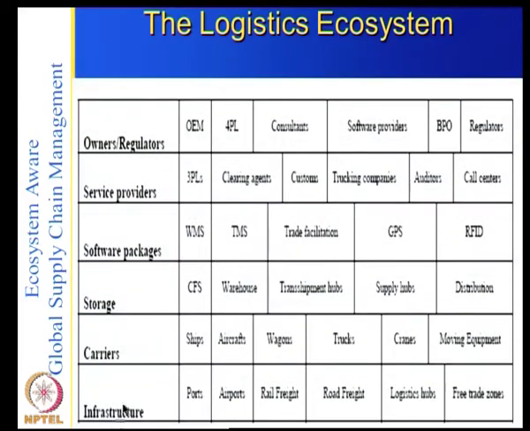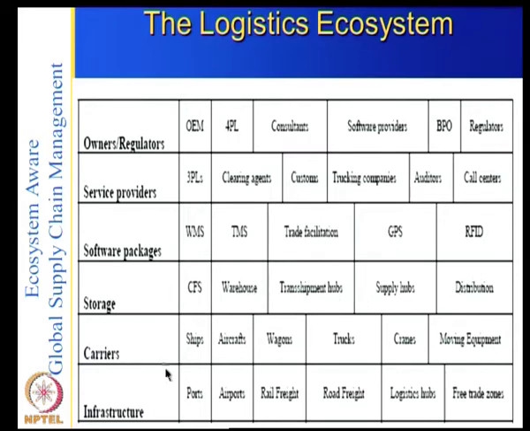Now, if you look at this figure, there are the infrastructure players, which are ports, airports, rail, road freight, logistics hubs, free trade zones, and all that. The second players are carriers like ships, aircraft, wagons, trucks, cranes, moving equipment, and so on. Now, these two are the asset intensive layers. In infrastructure, I didn't put the warehouses here. Storage is container freight stations, warehouses, transportation hubs, supply hubs, distribution centers, and all that.